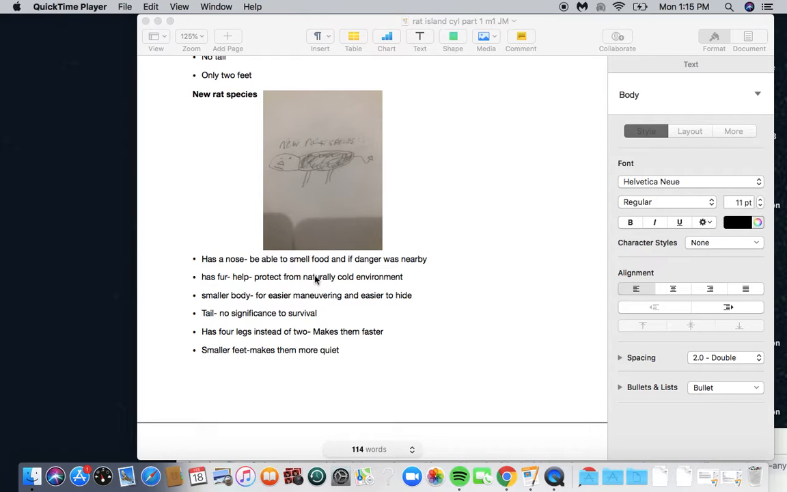It has fur to help protect them from the naturally cold environment. It has a smaller body for easier maneuvering and easier to hide. It has a tail, but there's no real significance to survival with the tail. It has 4 legs instead of 2 to make them faster, and smaller feet, which makes them more quiet.